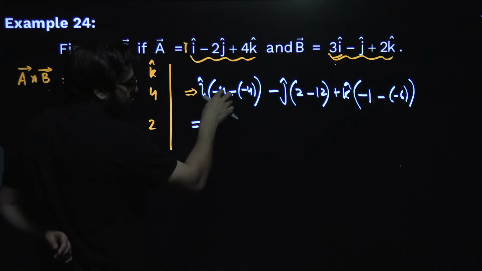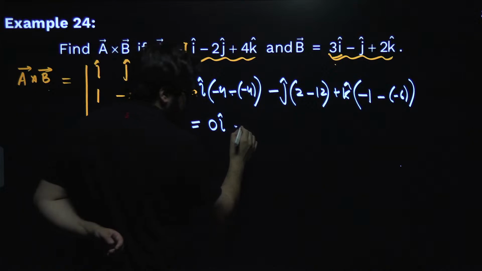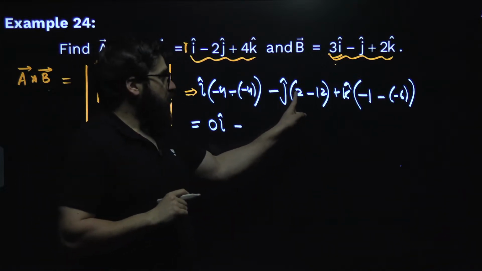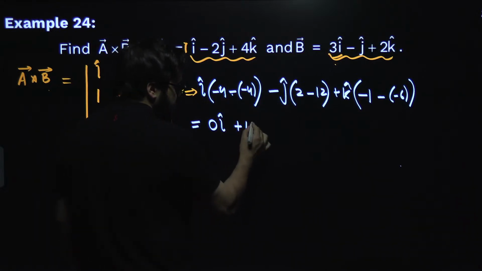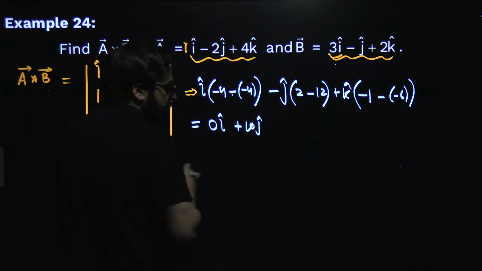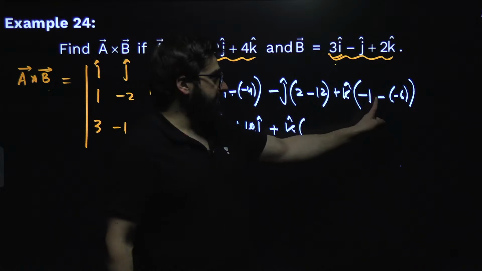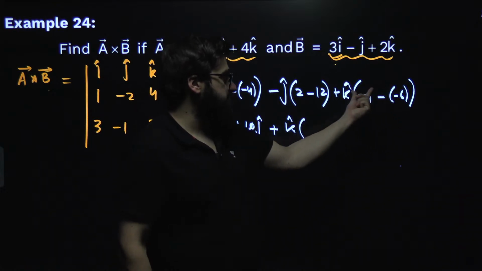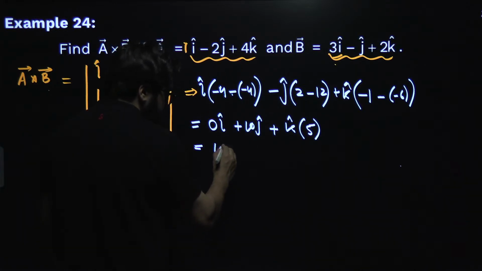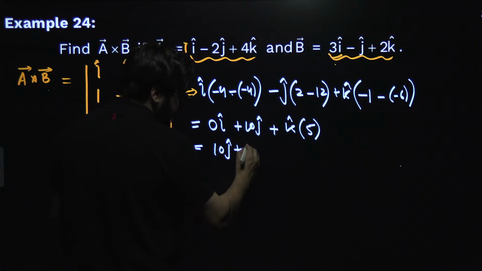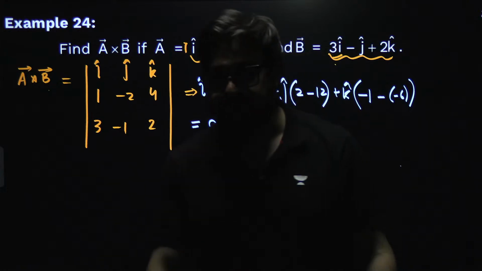So minus 4 plus 4, this will come out to be 0 i cap. Minus. In this case, we say 2 minus 12 is minus 10. Minus into minus becomes plus. We say 10 j cap. Then we say plus. Over here we have got K, and minus into plus, minus is plus. So plus 6 minus 1 is plus 5. So I can write this is 10j plus 5k. So this is the value exactly over here.